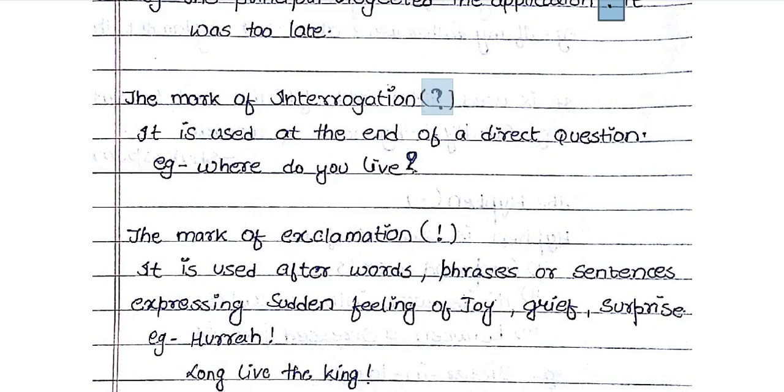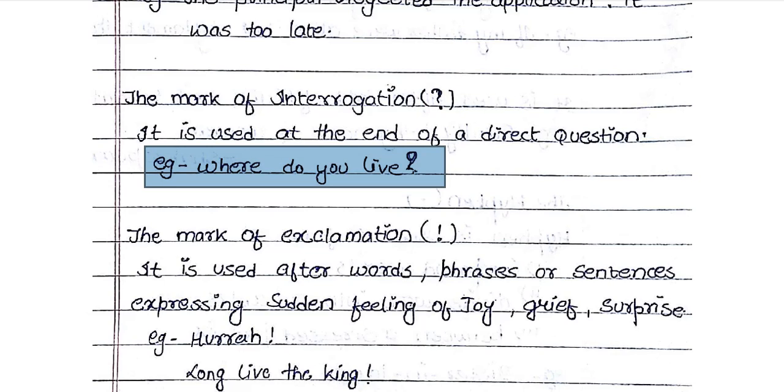It's this. This is used at the end of interrogative sentences or a direct question. So here's the example. It's the most basic thing that you have used in your whole life. So for example, where do you live? And in every question you have to denote that question with this mark, so it can be identified as a question.